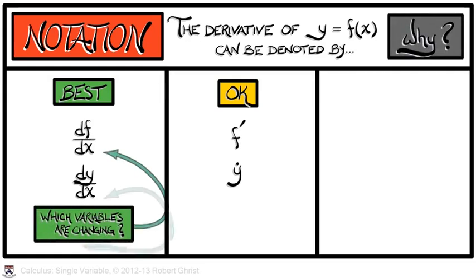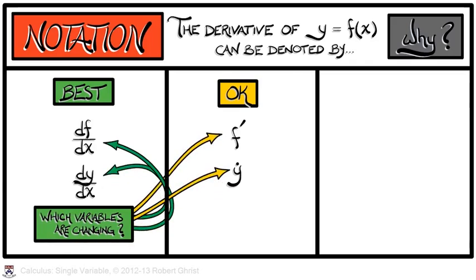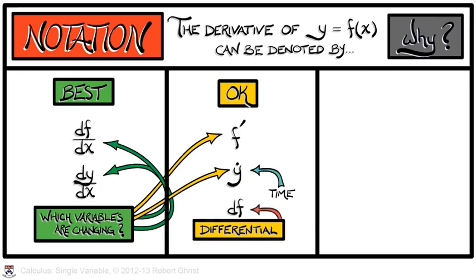Well, the best notations are those that tell you exactly which variables are changing. dy dx means the rate of change of y with respect to change in x. On the other hand, f prime or y dot can be a bit ambiguous. The dot in particular connotes change with respect to time. Sometimes you'll see a differential notation of the form df. This can be helpful, but again, remember which variables are changing.